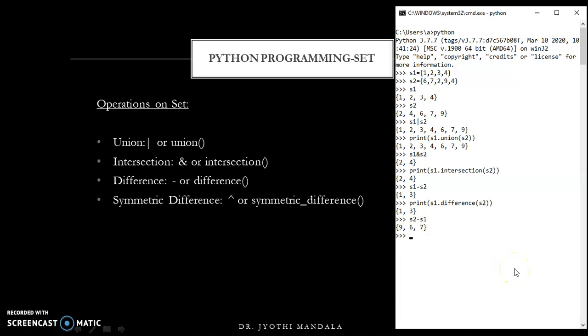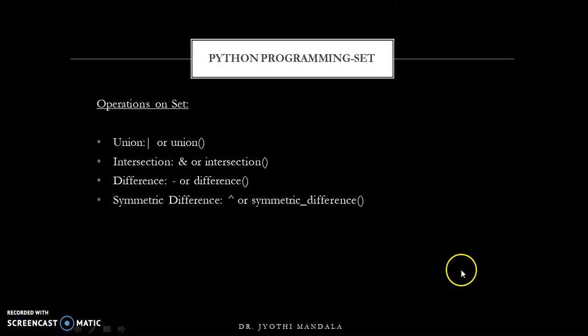Symmetric difference displays the uncommon elements from S1 and S2. So S1 symmetric difference S2. The uncommon elements between these two are 1, 3, 6, 7, 9. To perform this operation, we can use the symmetric difference method also. Print S1 dot symmetric difference of S2. If you write like this, you will get the same output. I think this is clear to all of you. So these are the operations that can be performed on a set.